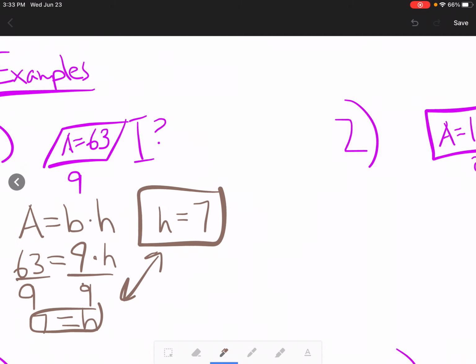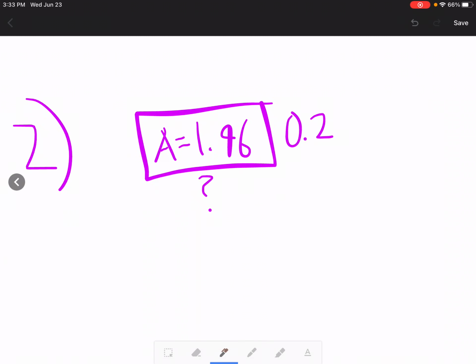So let's do another easy example. Here we have a rectangle. And so the formula for the area of a rectangle is area is equal to length times width. And we just plug in the numbers that we have. So 1.96 is equal to 0.2 times width or length. It doesn't matter which one it is, really.